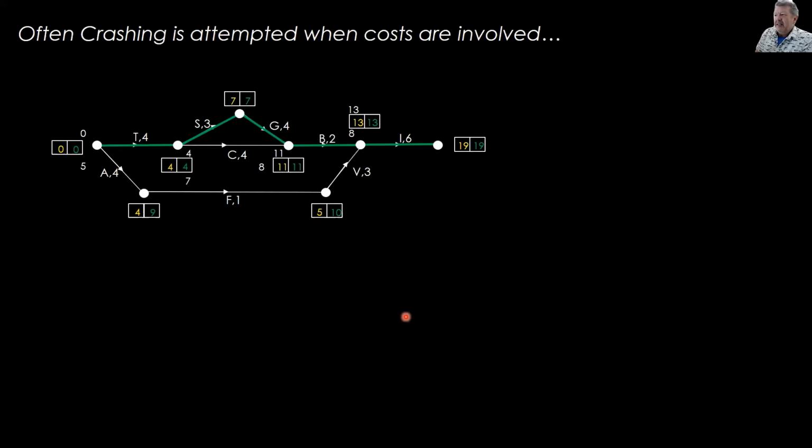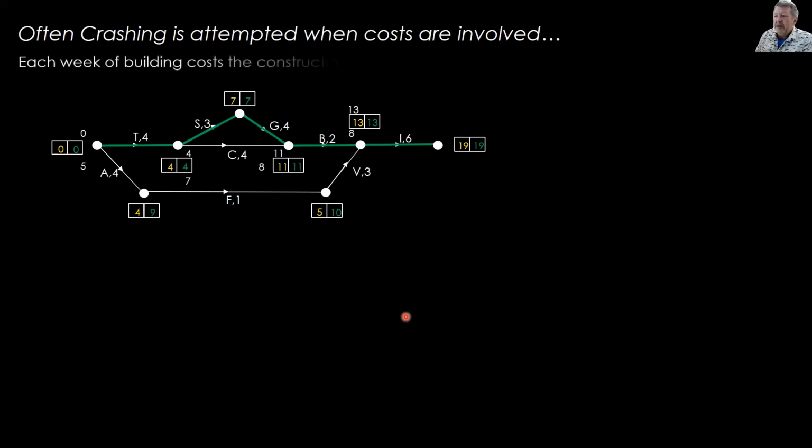Often crashing is attempted when costs are involved. Okay, so we've got the same network. We've got the same numbers in there, haven't changed anything. So we're just going to have a look at this. Very typical, it appears some form of this appears most years in the end of year exam.